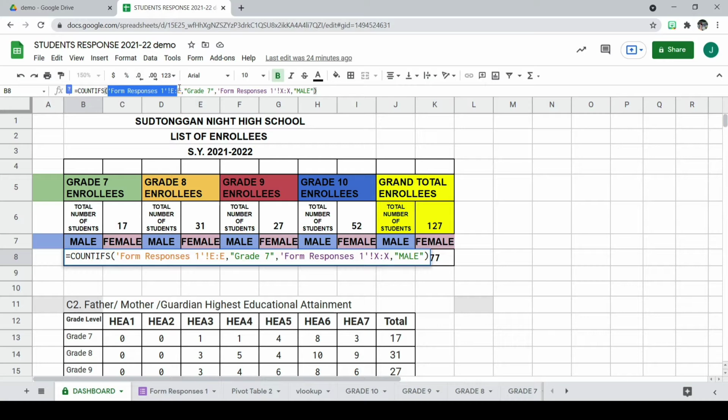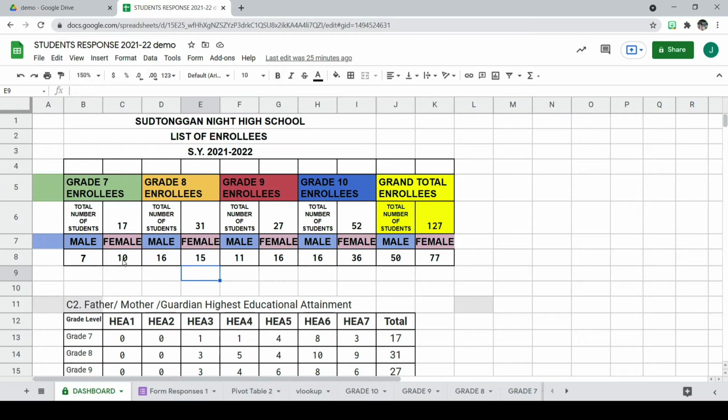So kaning form responses 1, EE. So dito gapon ako makita sa column E ang grade 7 kani. And then dito gapon sa form responses 1. Tapos makita man dito ang gender sa column nga X. So tapos open and close parentheses, a quote, and then parentheses, then male.